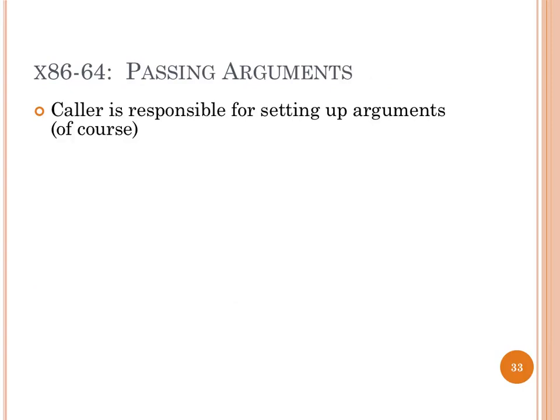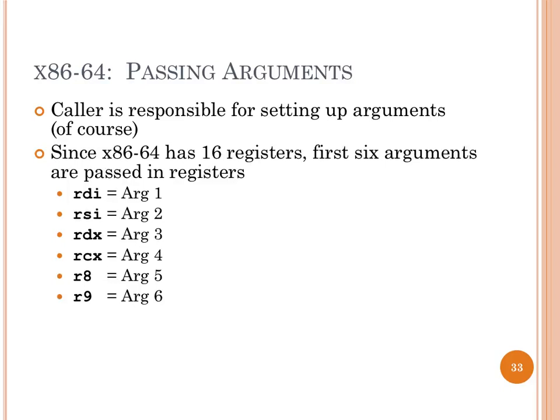The caller has to provide the arguments. That's an obvious statement, right? The callee has no idea where to get them from. Since we have so many registers, well, 16 is actually not a lot. If you're on a RISC processor, you can have tons and tons of registers. But x86-64 has 16, so we can pass some of the arguments in registers, in some weird, bizarre ordering. RDI is the first argument, RSI is the second argument. If you only have 2 arguments, those are the only 2 registers you would expect things in, but as you need more arguments, you can use these registers.